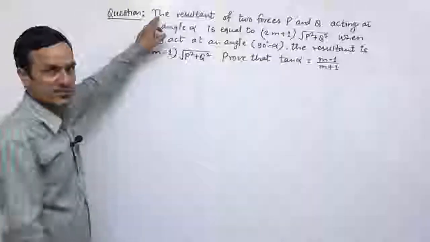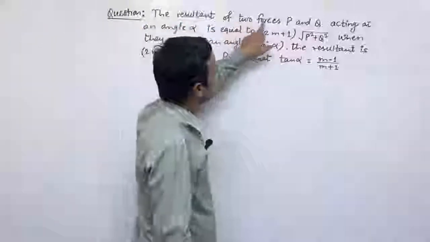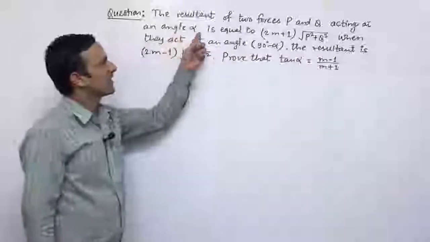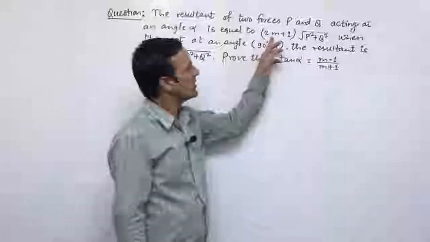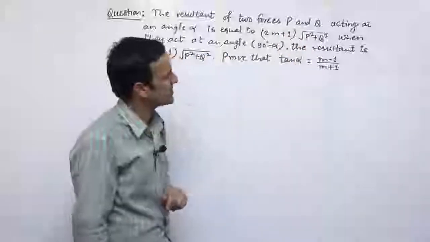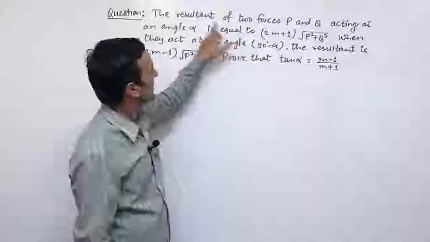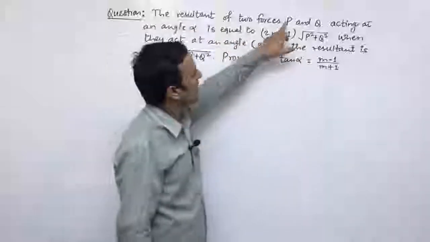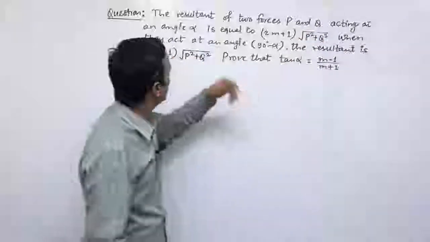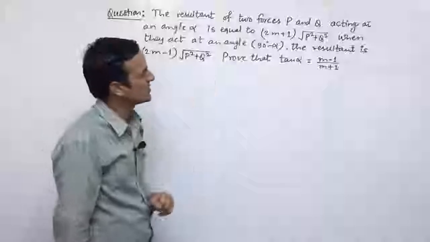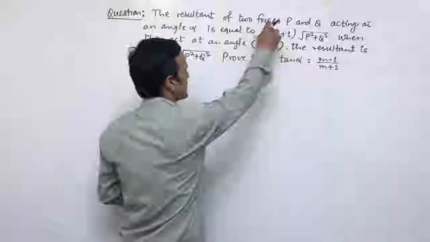Now we have this question. The resultant of two forces P and Q acting at an angle alpha is equal to 2m plus 1 times root under p square plus q square. So this is the resultant. The resultant is given, and we have two forces P and Q, and alpha is the angle between them. So this is one of the pieces of information, and this is the first case.